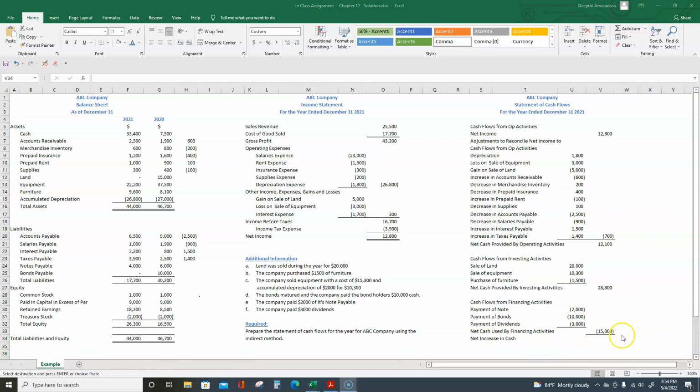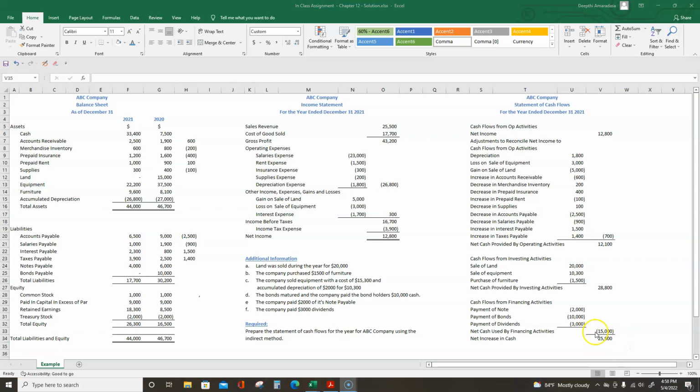The total of these three activities is going to be labeled as either a net increase in cash or a net decrease in cash. In this case, we're going to have a net increase in cash because the number is going to be positive when I add these three together. When I say add, of course, you know that I add these two numbers and subtract the 15,000. Your total is going to be 25,900.